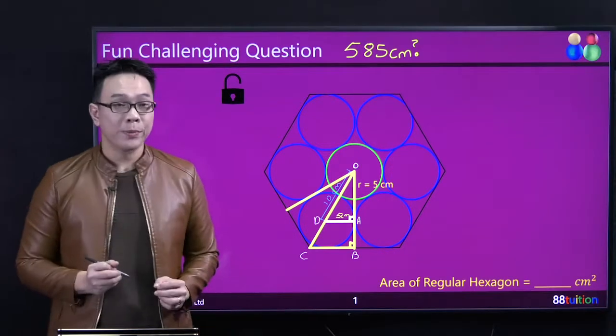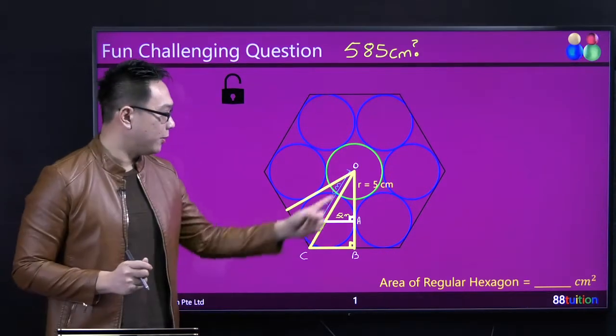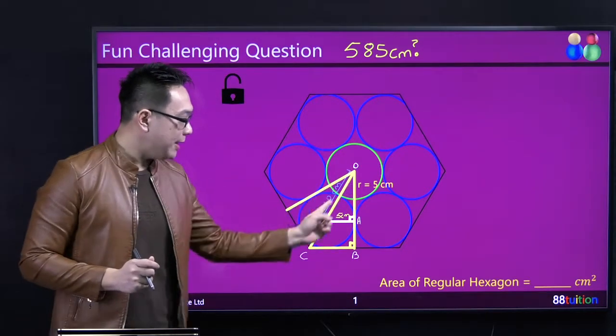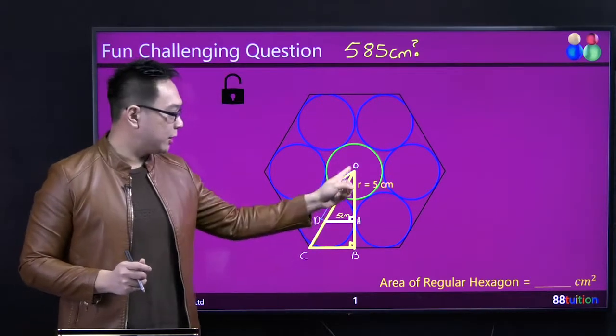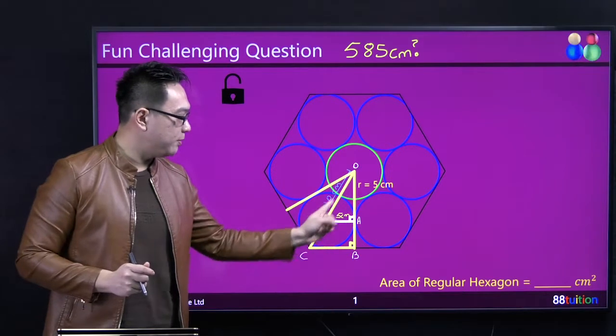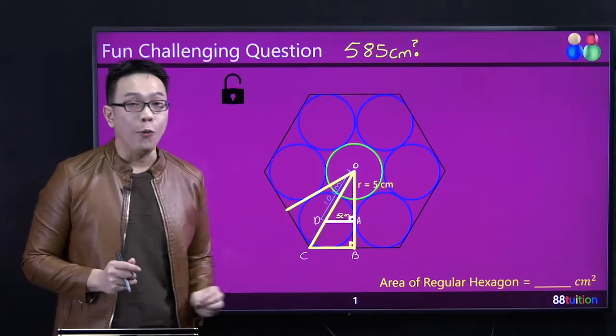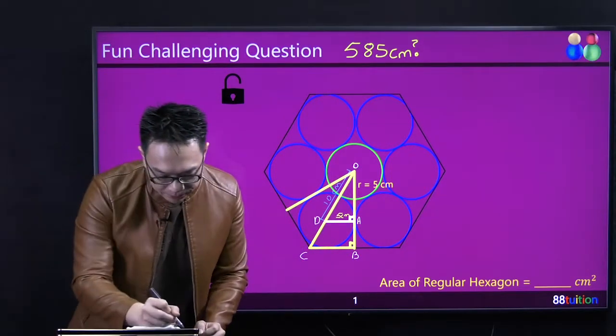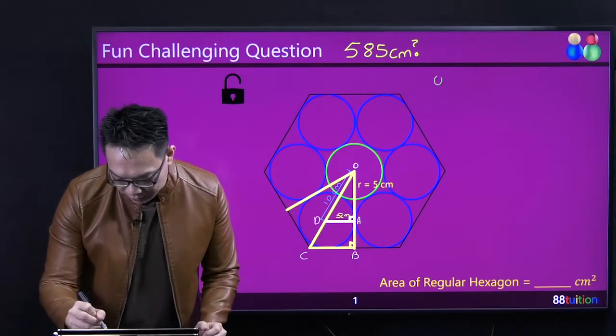Okay, let's go. Using Pythagoras theorem, this is a right angle triangle. 10 cm is the super long square. I need to take the short square plus the short square to give me the super long square. So let me find OA first. How do you find OA quickly? Some of you shortcut already very fast.